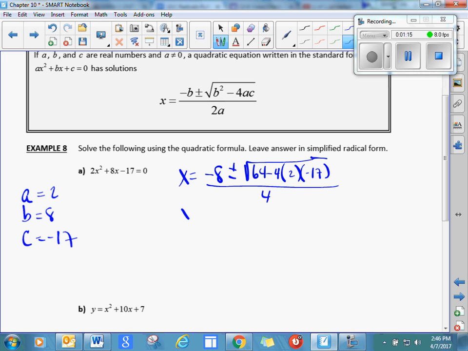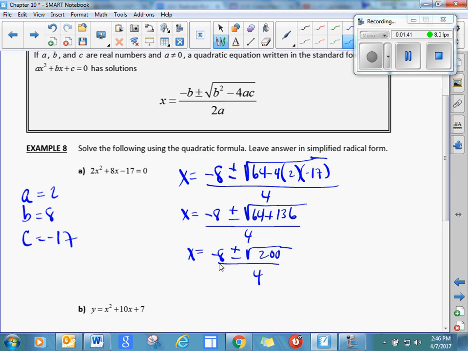So when we clean this up a little bit, we get -8 plus or minus the square root of 64. Minus and minus makes positive. 4 times 2 is 8, and 8 times 17 is 136. And you can satisfy yourself that I did that correctly, hopefully. So keep going, and we get -8 plus or minus the square root of 200, all over 4.